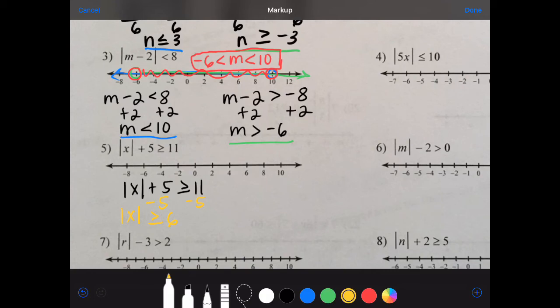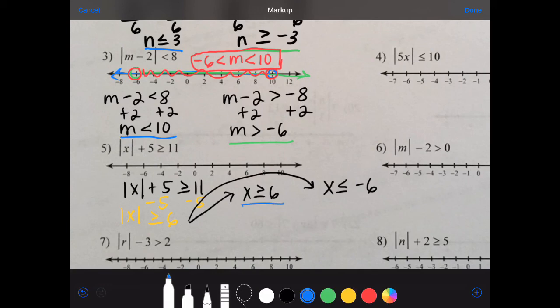Now that the absolute value sign is alone, we can split this up into two equations. We'll put one here and we'll put the other one on the right. So the first one's going to be, actually, it loses its absolute value. Sorry about that. It's going to be x is greater than or equal to 6. The other one is going to be x is less than or equal to negative 6. And x is already alone, so there's actually nothing that you have to do now. You just go ahead and graph.